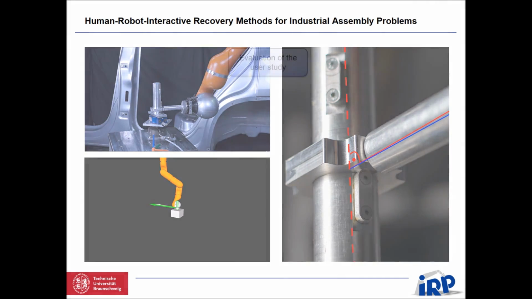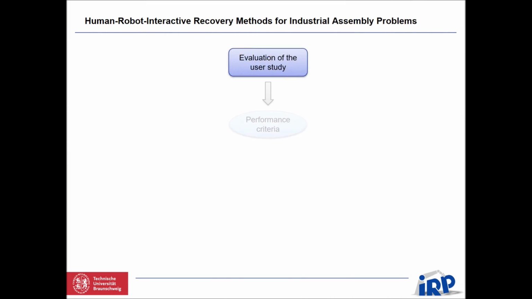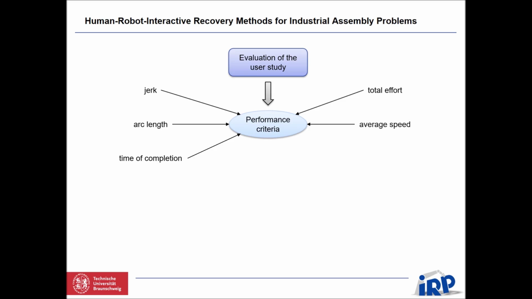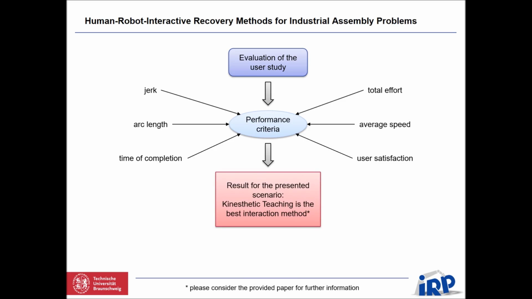To evaluate the incorporated user study, performance criteria like jerk, arc length, time of completion, total effort, average speed, and user satisfaction have been used. The results from the user study show that kinesthetic teaching is the best method for interaction in the presented industrial assembly scenario in terms of both performance and user satisfaction.